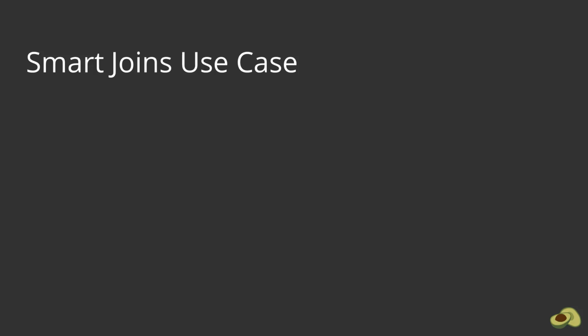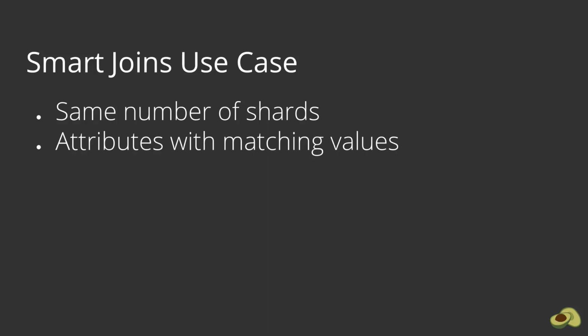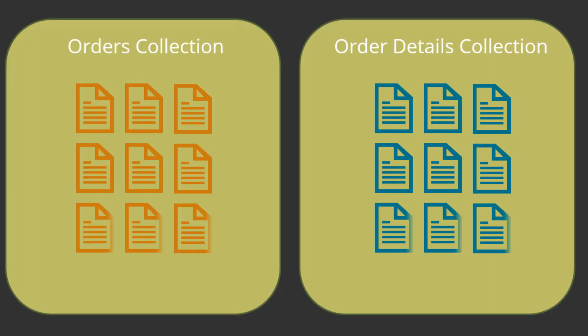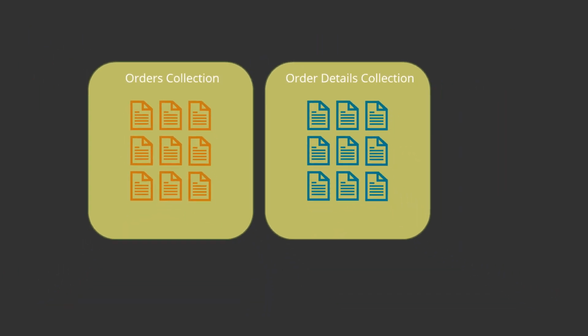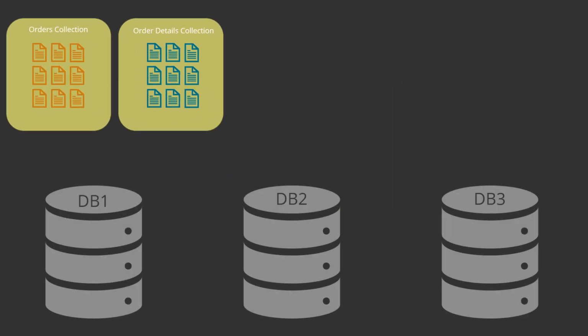Now that we have an idea of the problem to be solved, we can take a closer look at how smart joins actually solve it. Smart joins solve a specific problem, which is when there is one or more collections with the same number of shards that have an attribute with matching values and queries that involve joining the data between these collections based on this attribute. In our case, this attribute is the value of order_ID. Even if the attribute name was different, the important part is that the values match.